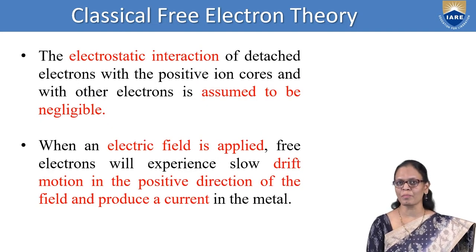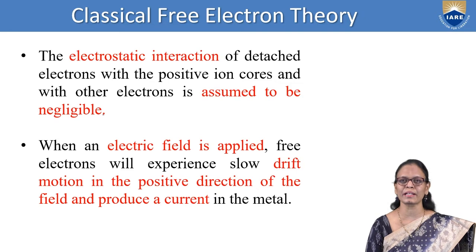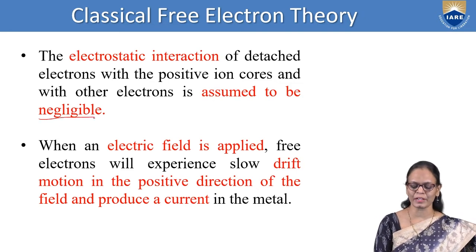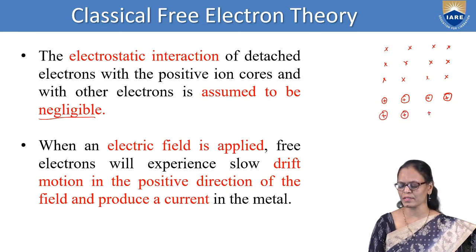Now, the problem here is that the electrostatic interaction of the detached electrons with the positive ion cores and with other electrons is assumed to be negligible. So this was the drawback here. If you are considering a solid which consists of a number of atoms arranged like this, when an electron is detached, what we see here is positive ion cores with free electrons. So I may represent it simply like this.